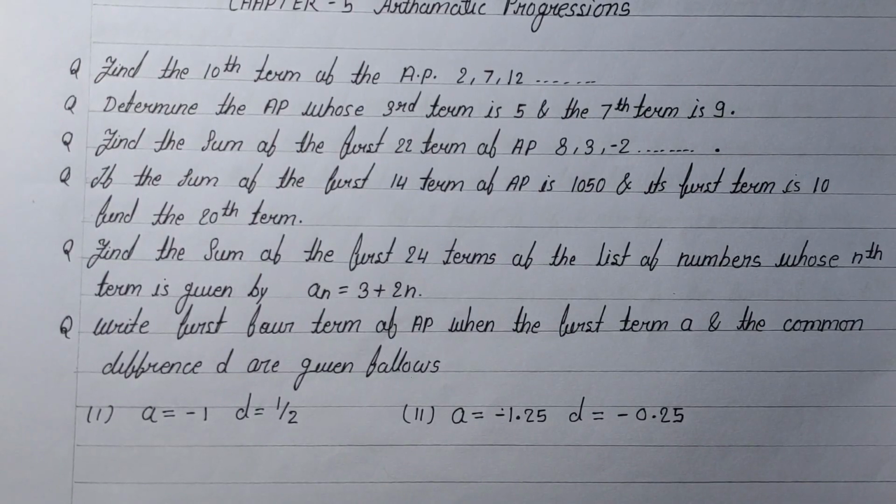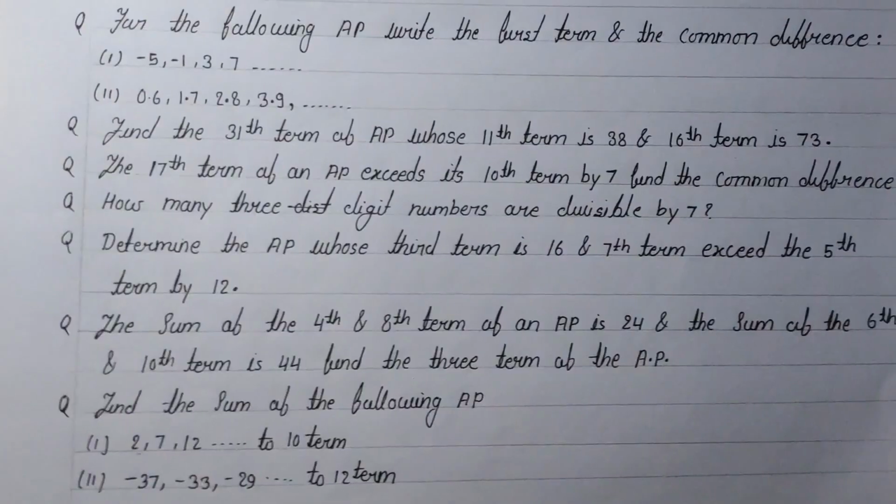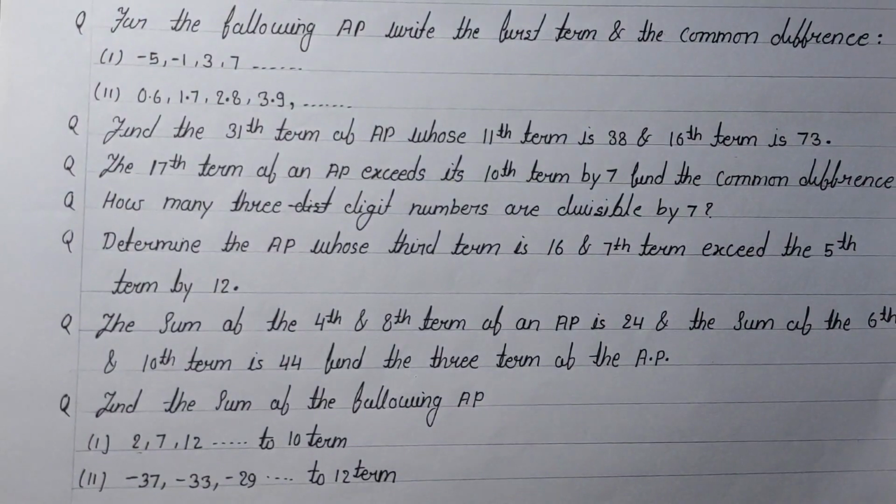Next, write the first 4 terms of the AP when the first term a and the common difference d are given as follows: a equal to minus 1, d equal to 1 by 2. Next, a equal to minus 1.25 and d equal to minus 0.25. Next, for the following APs, write the first term and common difference.